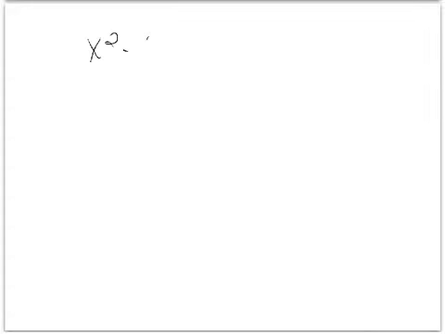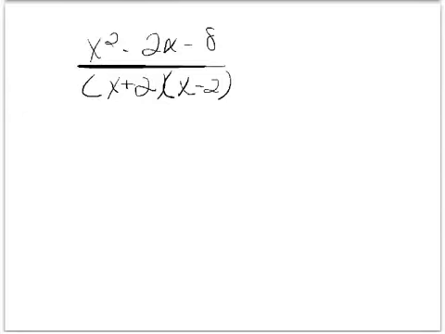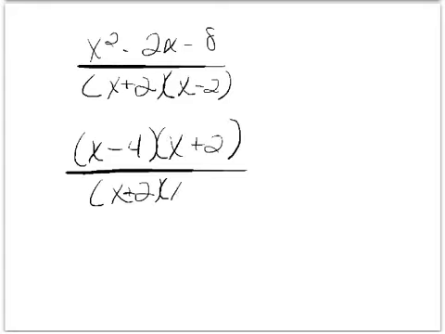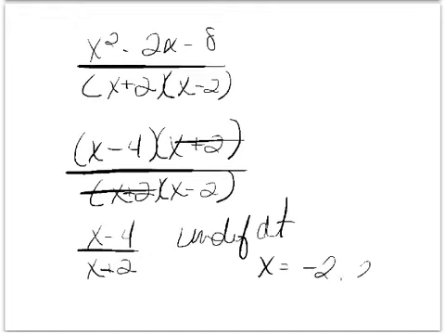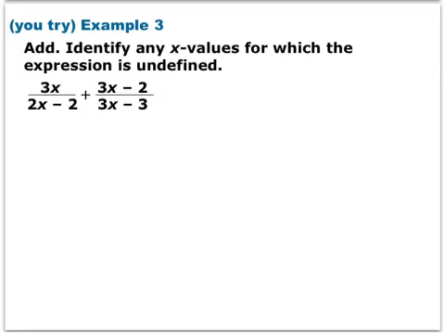I have x squared minus 2x minus 8 over x plus 2, x minus 2. You can factor that numerator into x minus 4, x plus 2. And simplify. I'm left with x minus 4 over x plus 2, and we are still undefined at x equals negative 2 and 2. All right, go ahead and you try this one. Remember to factor the denominators to see if you can simplify your work any.